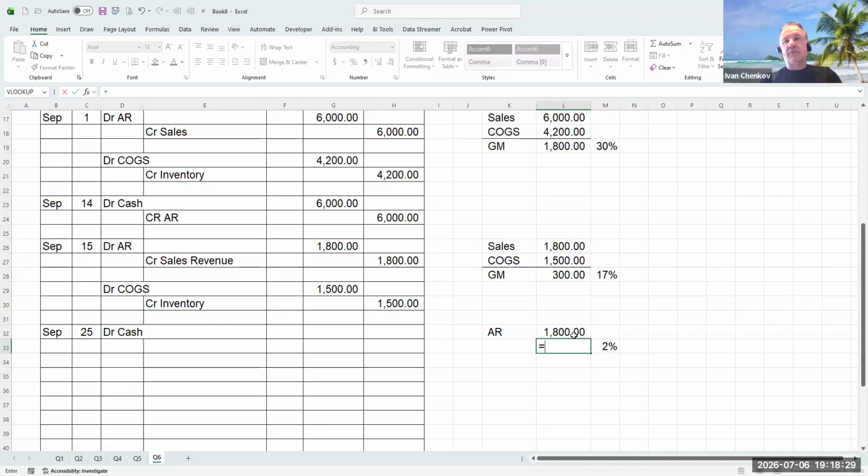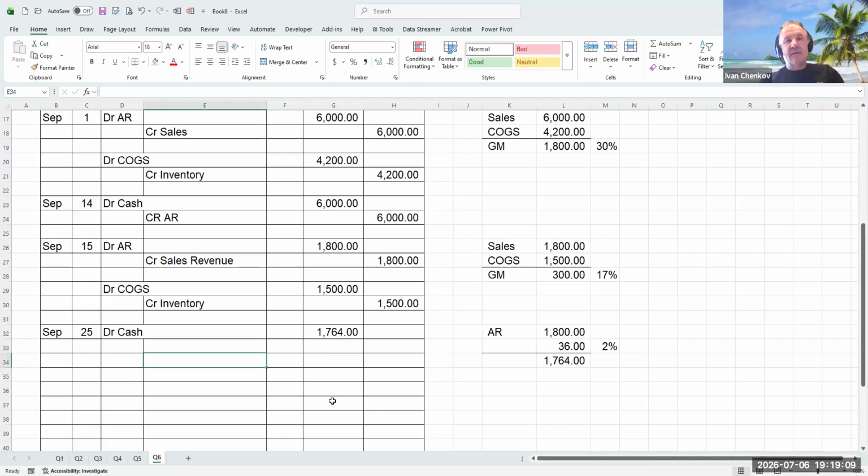That will be equal to 1,800 times 2%, that's going to be $36. So the cash that we're going to see is not going to be $1,800, it's going to be less than that. It's going to be $1,764. Somehow this amount is very, very familiar, which came from the purchases, if you remember. So debit cash will be 1,764.